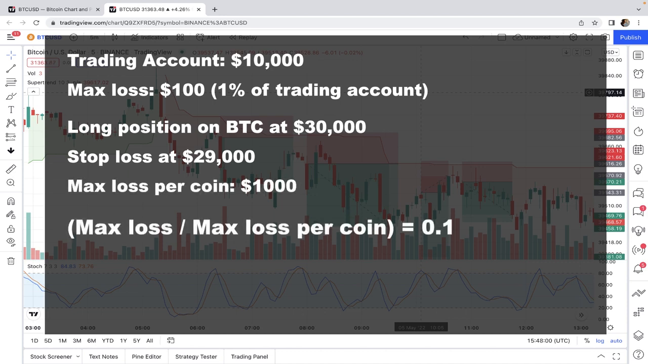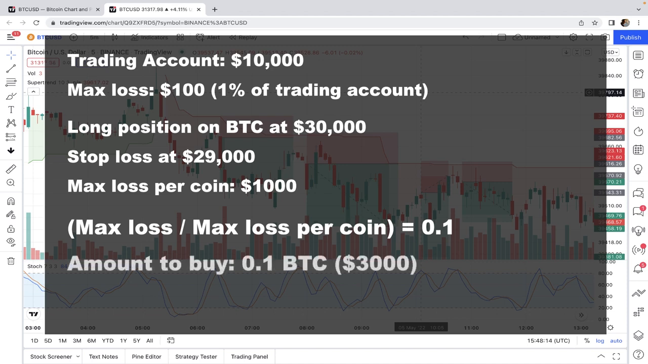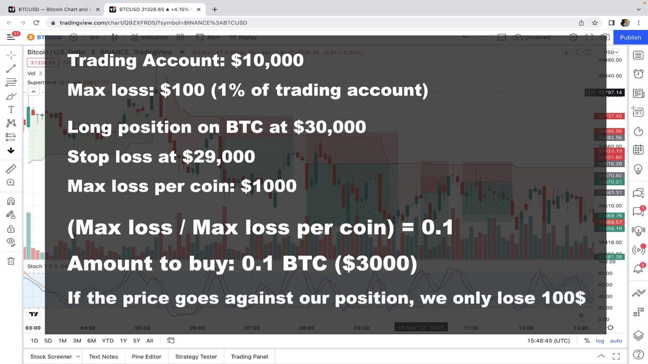Now we divide our defined maximum loss amount, which is $100, 1% of our trading account, by the maximum loss per coin, which for this trade is $1,000. The result is 0.1, which is the amount of Bitcoin that we must buy. So we buy Bitcoin worth $3,000, nearly 1/3 of our trading account, but without any worry, because if the price goes against our position, we only lose $100, only 1% of our trading account.